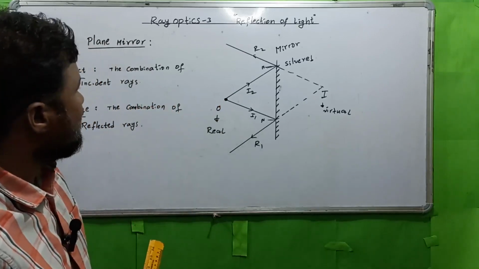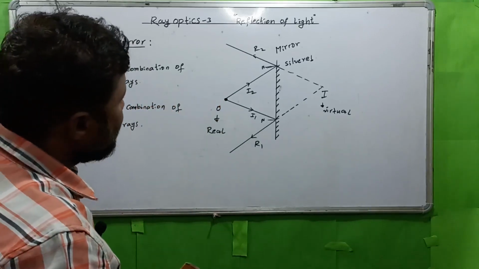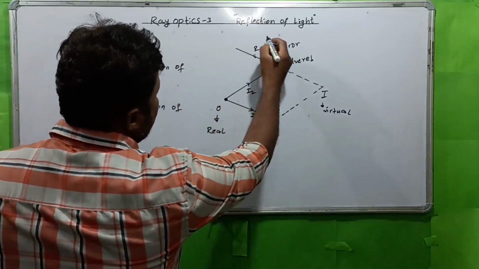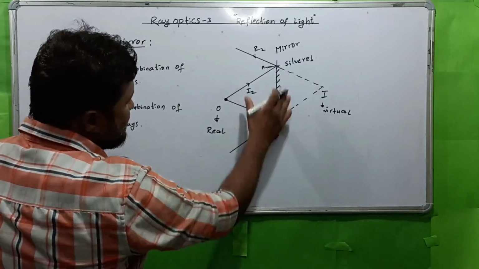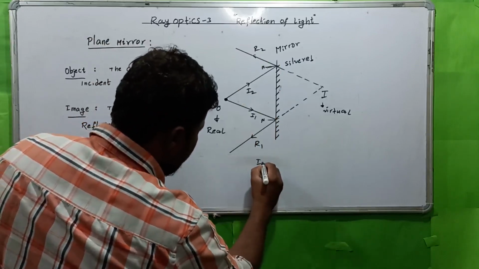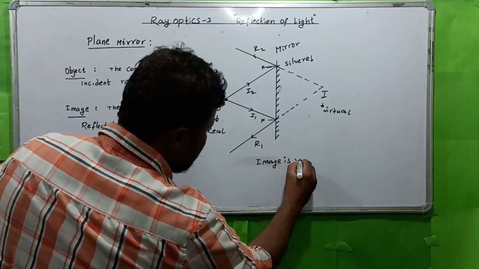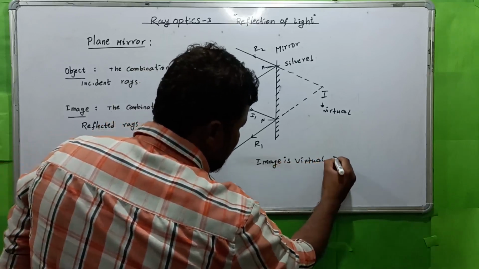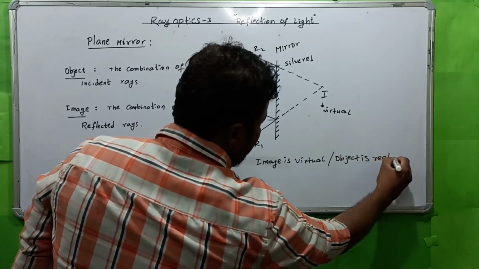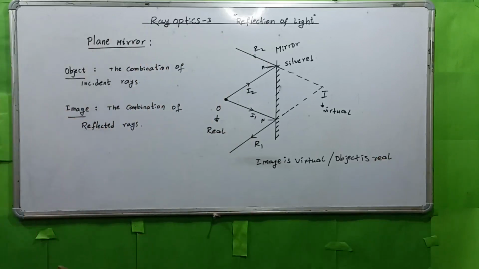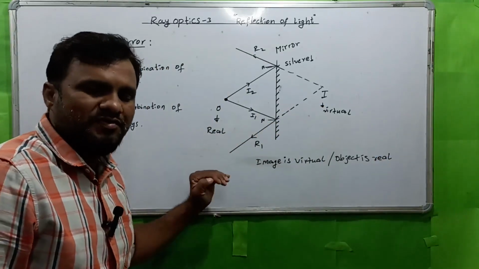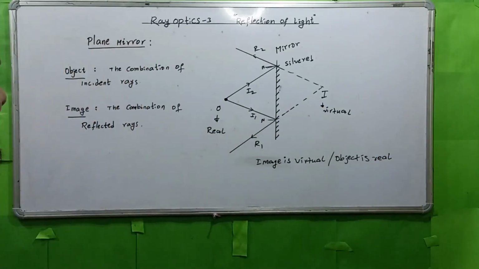That's it. Next, we will discuss the characteristics of image in case of a plane mirror. Before going to that, if you observe this diagram, the image is virtual and the object is real. Now I will draw the diagram for the real image and virtual object. After that we will discuss the characteristics of image in case of a plane mirror.